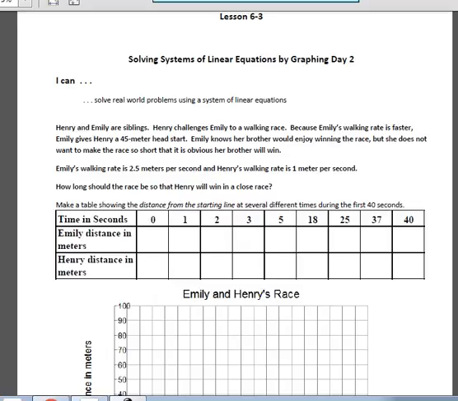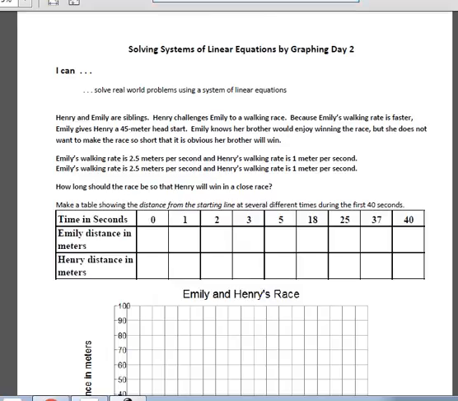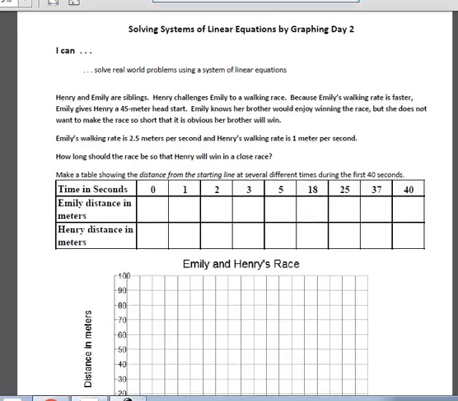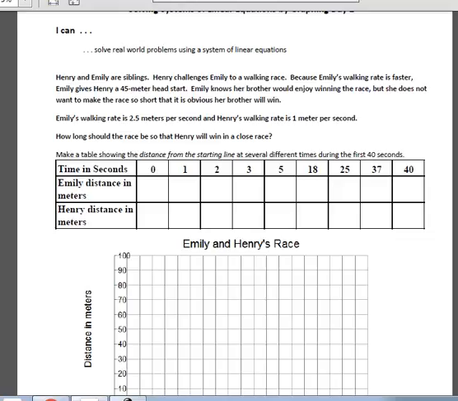This lesson is about solving systems of linear equations by graphing, and this is day 2. Remember, the previous lesson was day 1, where we learned how to solve a system by graphing. We would be looking for the point of intersection as the solution, and then we checked to make sure that it worked. So, our learning target for this lesson.